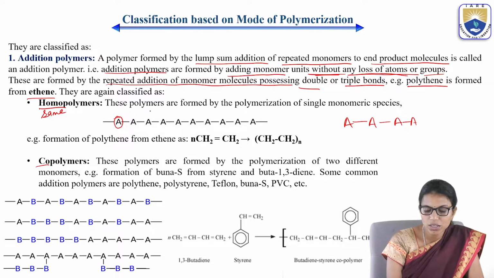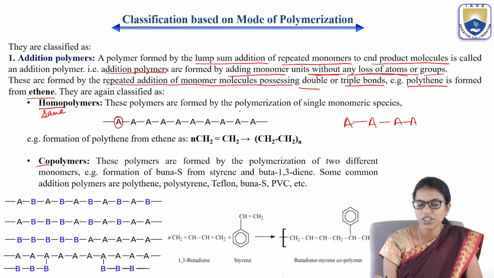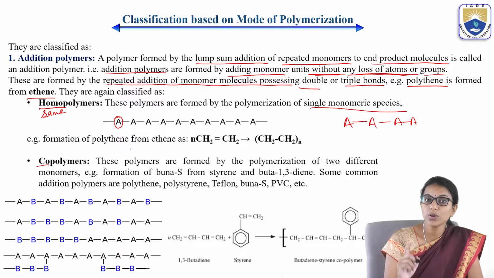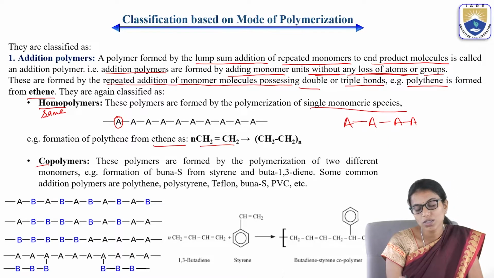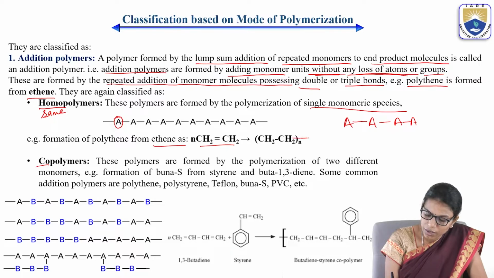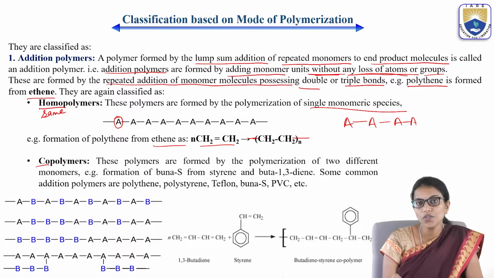So the definition: these polymers are formed by the polymerization of a single monomeric species. For example, in the formation of polyethylene, we are using only the ethene molecule as a monomer, CH2=CH2. It will be like that, because it shows that it has two functionality.